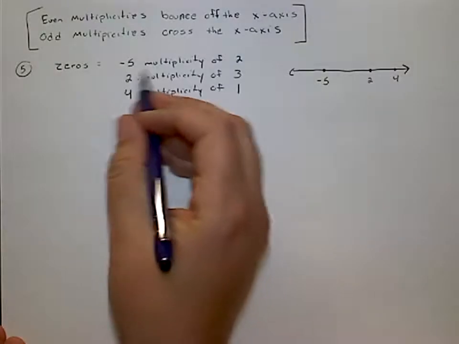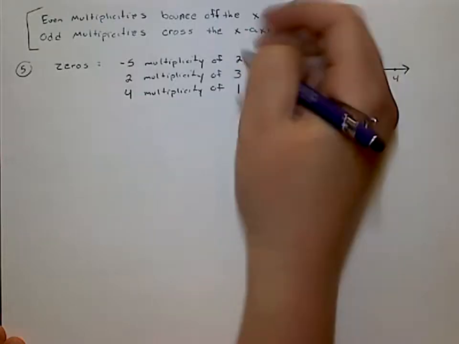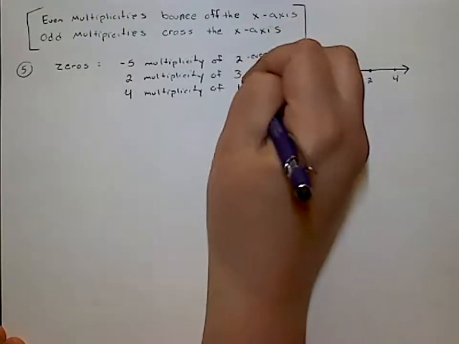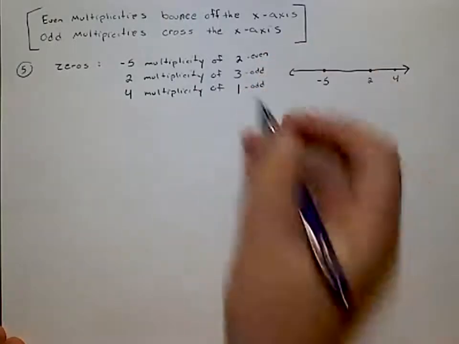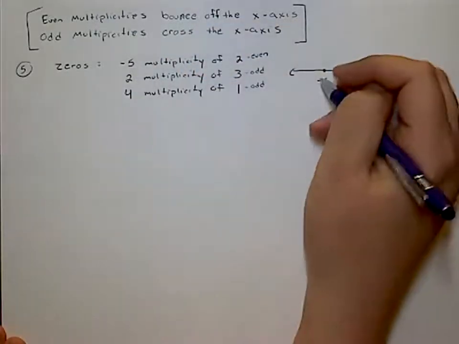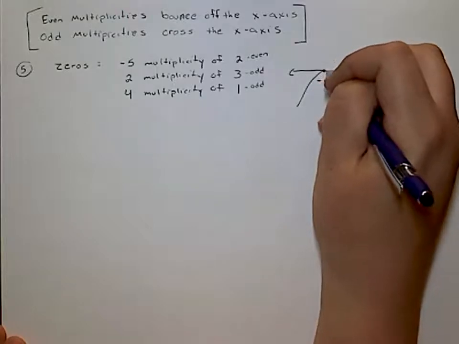So negative 5 has a multiplicity of 2. That is an even multiplicity. Right? 2 is an even number. 3 is an odd number. And 1 is an odd number. Even multiplicities bounce off the x-axis. So at negative 5, we are going to bounce.